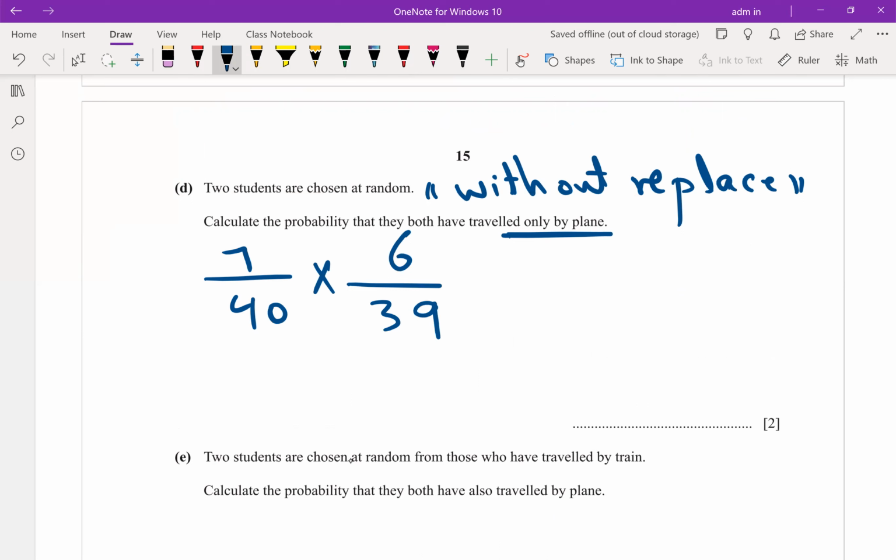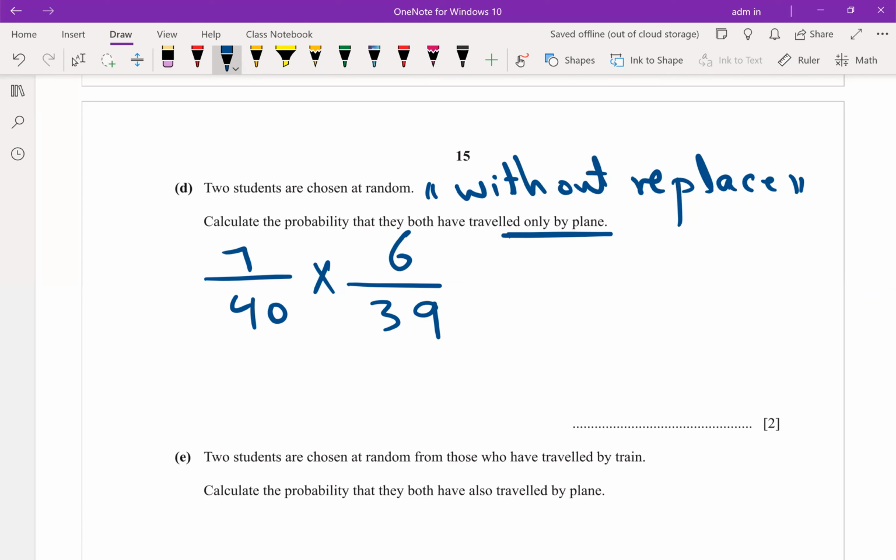Repeat again. If we select the 2 randomly from the total, look at part D, we select from the total. How many using only plane? 7. So 7 divided by 40, multiplied by the second one because it's without replacement. So reduced by 1, 7 will be 6, 40 will be 39. Give me your final answer. You can write your answer simplified or not. Your answer?